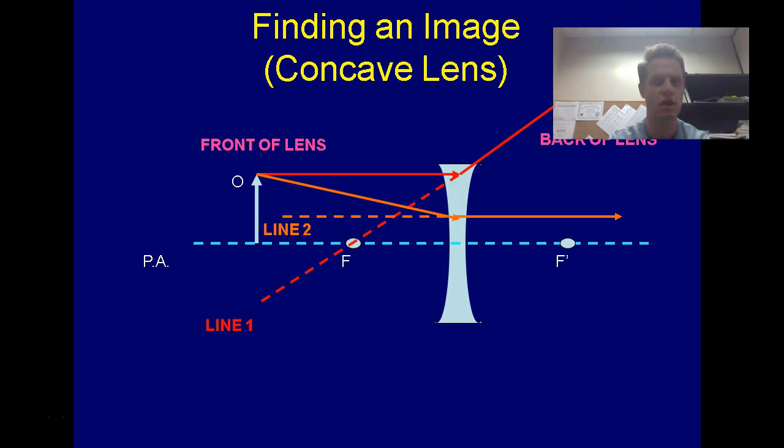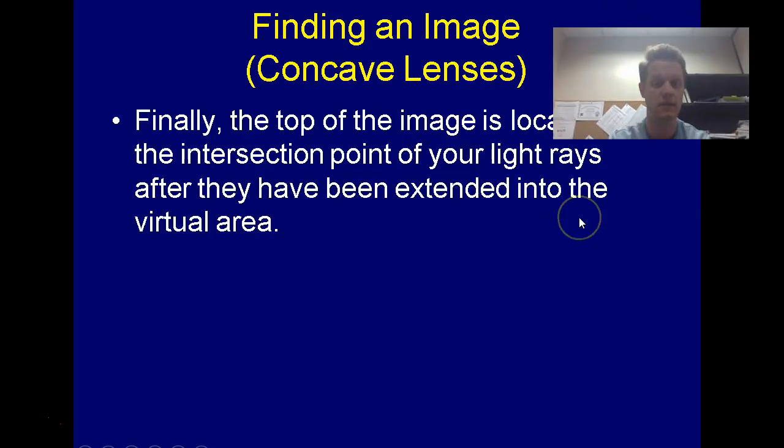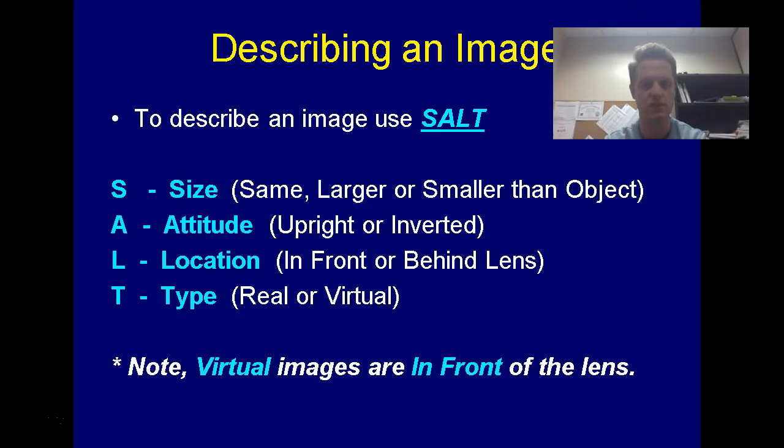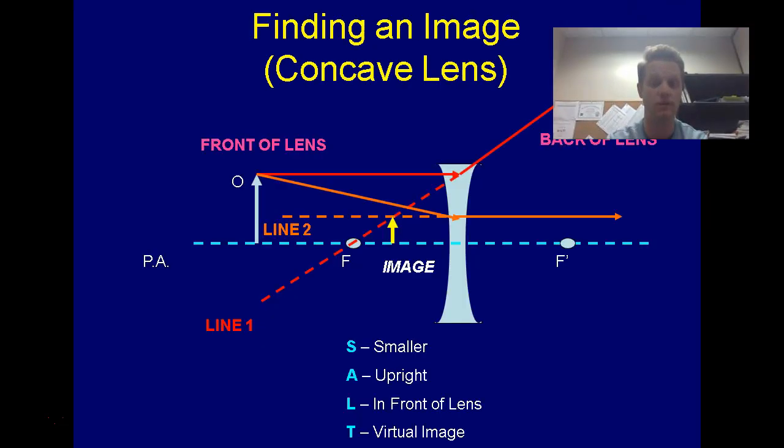So where do the light rays cross? Well, you remember they're actually crossing as dotted lines, and this means that we're going to get a virtual image, which we'll talk about. Finally, the top of the image is located at the intersection point of your light rays after they've been extended into the virtual area. So we have a virtual image right there, and you can see it. So what is the result of this image? Well, we can describe it. It's virtual because it's in front of the lens. It is upright, and we're going to say that it is smaller.